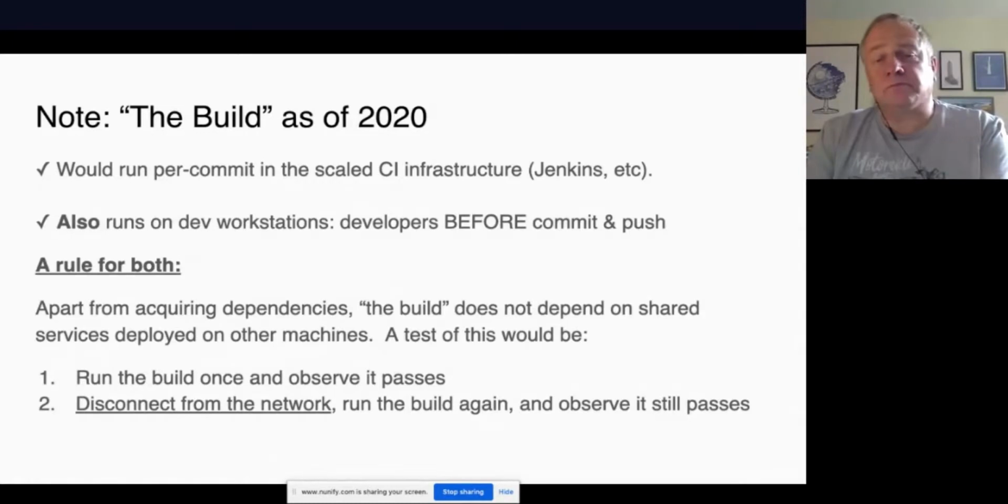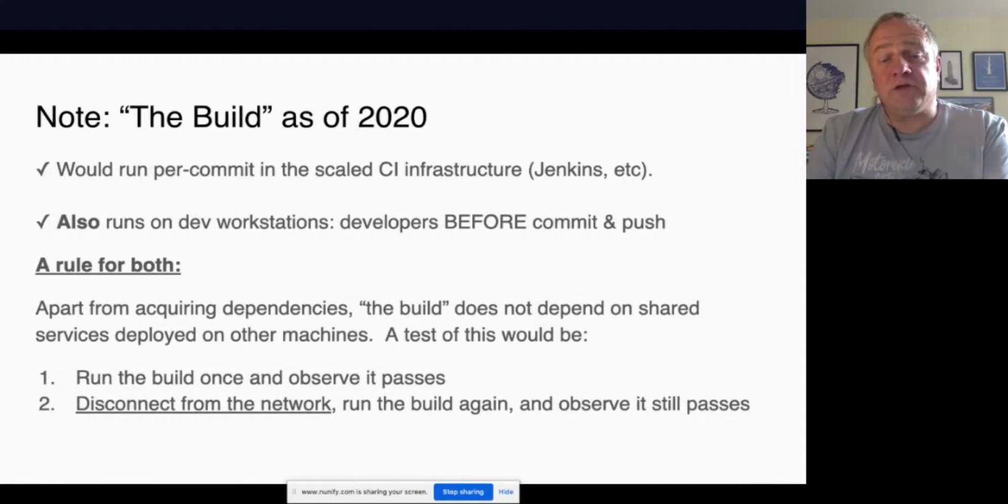So a rule for both. The build should be able to pass without dependence on any external services. So that would be external to the machine, and the machine is a broad term. Could be a VM, could be a container in the Docker style, could be a laptop or a proper dev workstation. It doesn't really matter, but the build should pass regardless of the status of other services on other machines. So I think reasonably we pull our dependencies from Maven Central or from one of a number of package managers inside corporations and maybe sometimes on the internet.